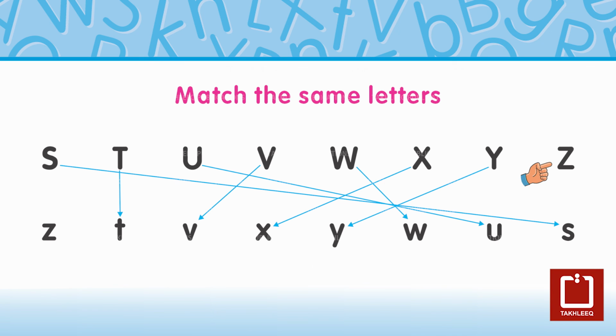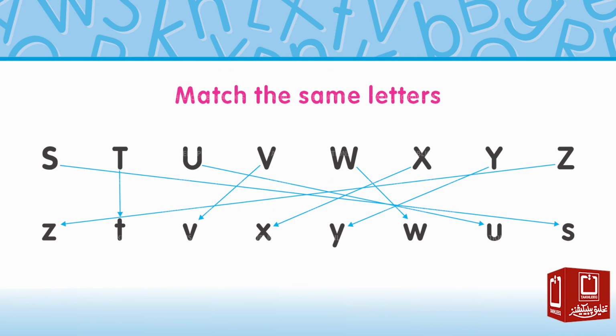This is capital letter Z. Z is the first small letter in the second row. So we match capital letter Z with small letter Z.